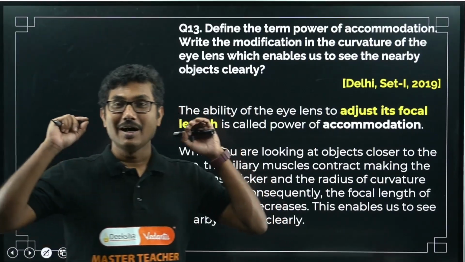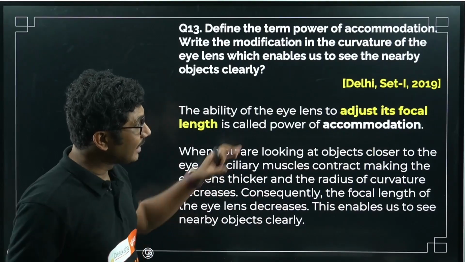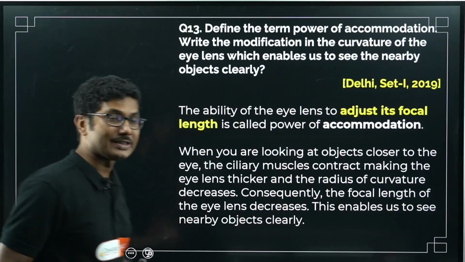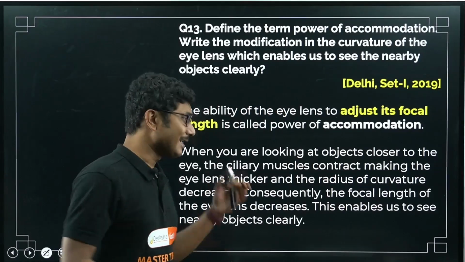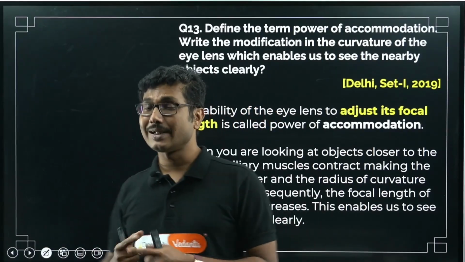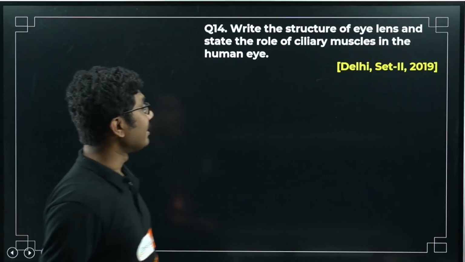Okay, so this is the way of seeing the objects which are far. In this question in Delhi set 1 2019, the question was based on how you can see the nearby objects. For distant objects, it is exactly opposite. Instead of the ciliary muscle contracting, in that case the ciliary muscle gets relaxed. You have to remember that as well. Now let's look into the next question.